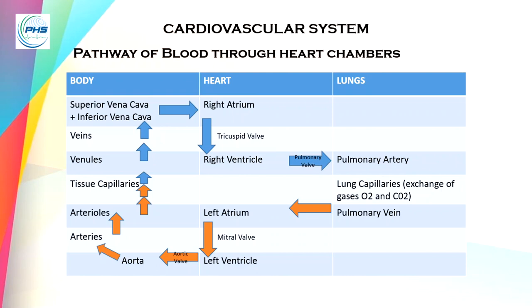Onto the right side of the heart, the blood enters the heart through the two large veins, the inferior and superior vena cava, emptying oxygen poor blood from the body into the right atrium. As the atrium contracts, the blood flows from the right atrium into the right ventricles through the open tricuspid valve.